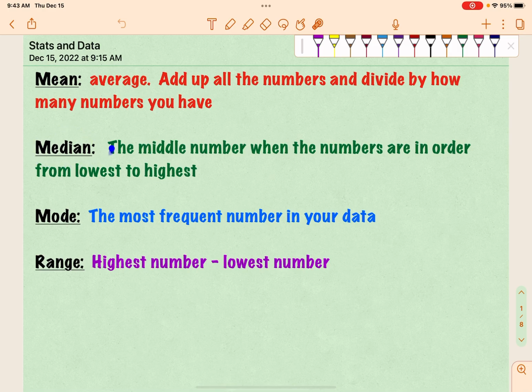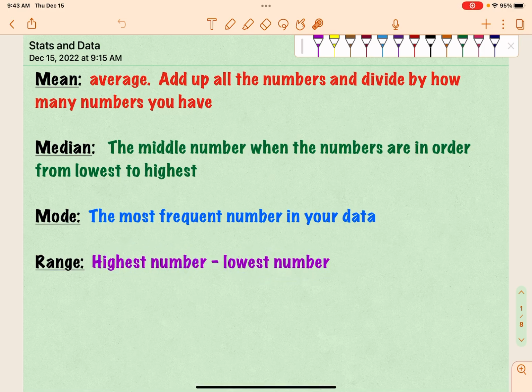The median. We find the median, like the median in the road, it's in the middle. So it's the middle number when the numbers are in order from lowest to highest. Now, some people like to do highest to lowest instead. It doesn't matter. As long as they're in order from one to the other, it's the middle number. The mode is the number that is the most frequent number on your data list. And range has to be the highest number minus the lowest number.